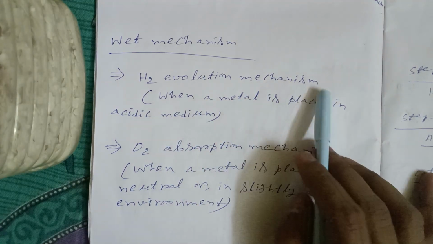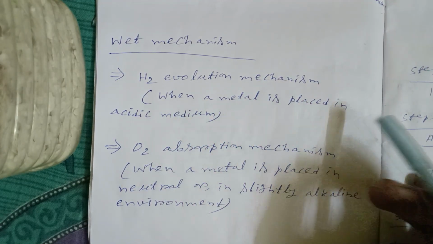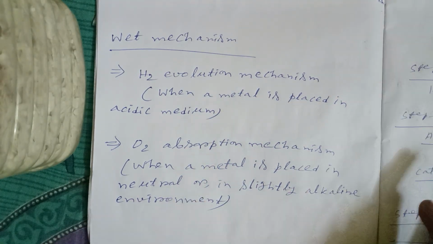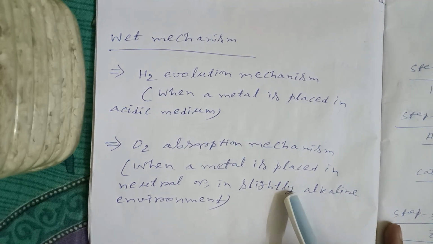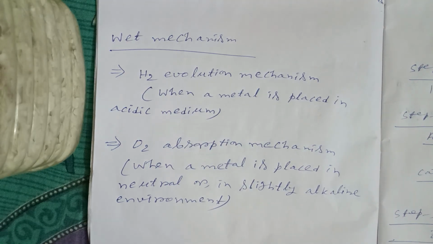One is the hydrogen evolution mechanism. It operates when a metal is placed in an acidic environment, and another is the oxygen absorption mechanism. This mechanism operates when a metal is placed in a neutral or slightly alkaline environment.